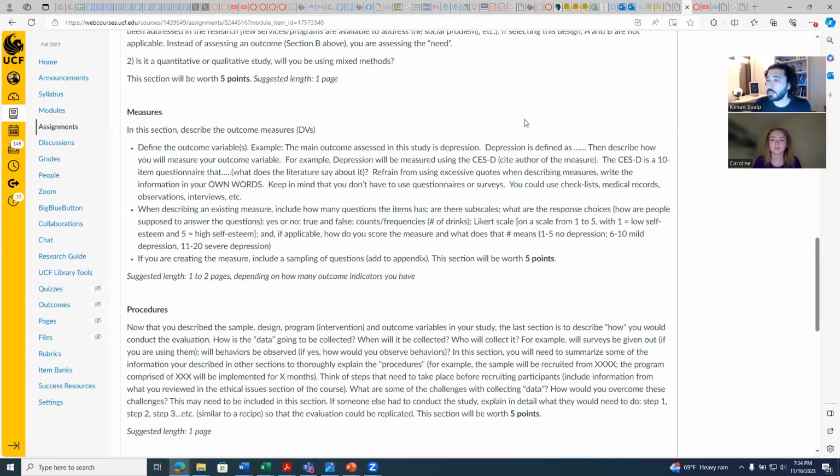So in the measures section, if there is a pre-existing measure, you are going to talk about that measure, right? Let's say your outcome is depression. You can use the Beck Depression Inventory. If you are using the Beck Depression Inventory, you will have access to a bunch of other information, such as reliability of the measure, validity of the measure, scoring of the measure, items, item examples. You can find all this information in the articles that used that specific pre-existing measure before.